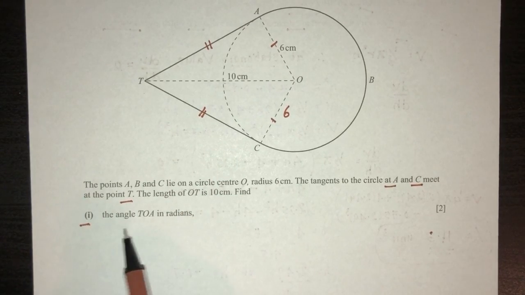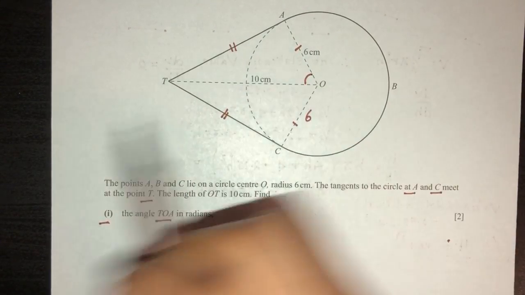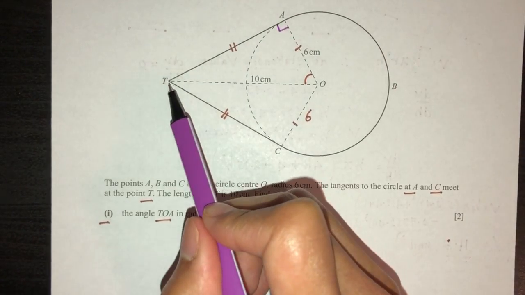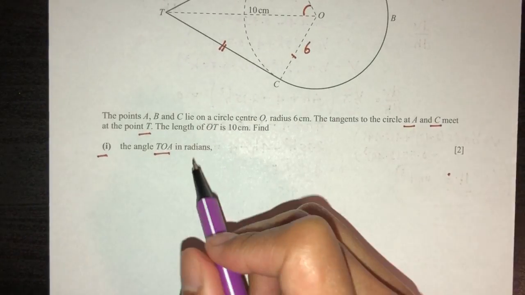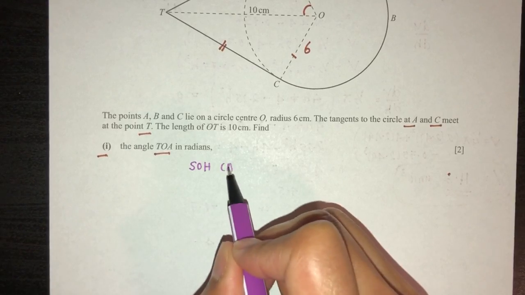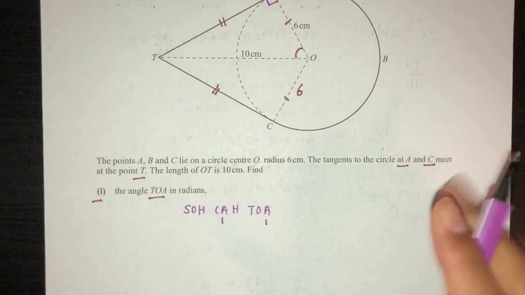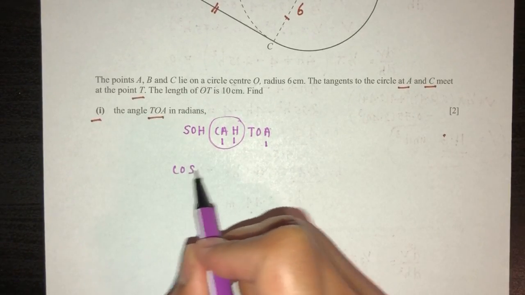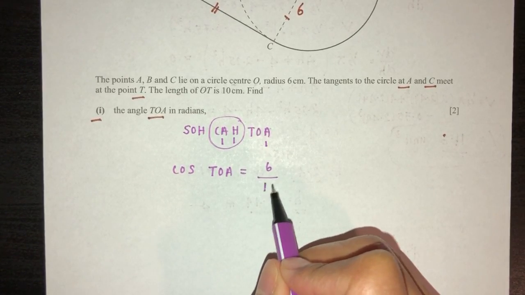Find, first one, the angle TOA in radians. So first we have to find TOA, so I have to find this angle. Since they are tangent to the circle, it means that this is a right angle. So triangle TAO is a right angle triangle. We have to find this angle. So we can use SOHCAHTOA. Here we have this side, which is your adjacent side, so A, and here we have your hypotenuse, so that will be H. So we have to use this one. So cos of the angle that we don't know, TOA, is equal to your adjacent side divided by your hypotenuse.